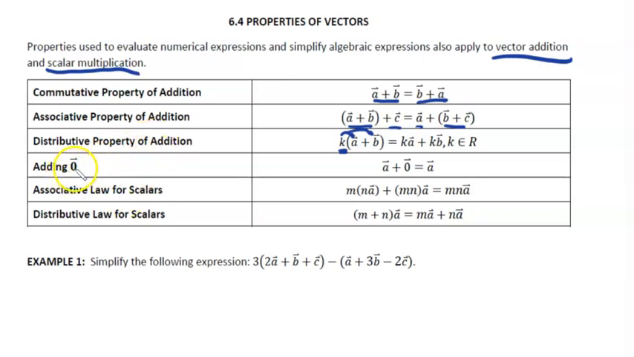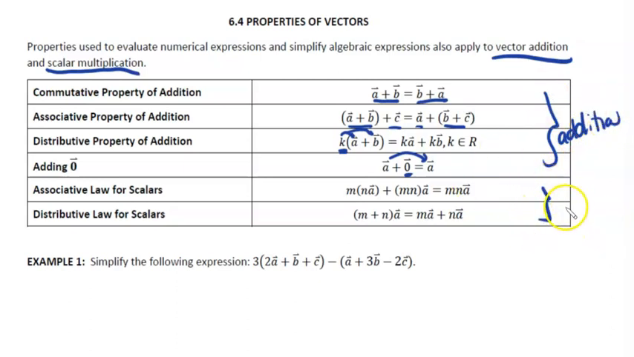Adding the 0 vector: if you had a vector a and you added a 0 vector, you're still going to come out with vector a. Remember, the 0 vector has no direction and no magnitude, so you get vector a as itself. So these are the properties of addition.